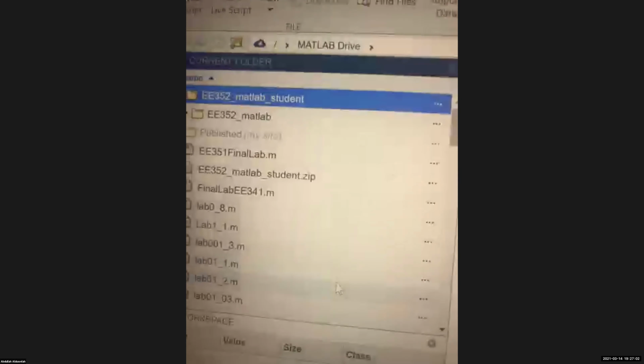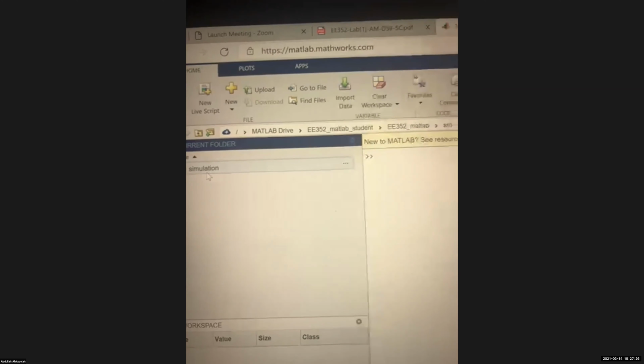I opened the camera, Doctor. As you see here. Okay, yes, I can see. Now click on EE352 MATLAB. The second one, double click. Click on this. Double click. Okay, now you have AM. Click on AM. Click again. Simulation.